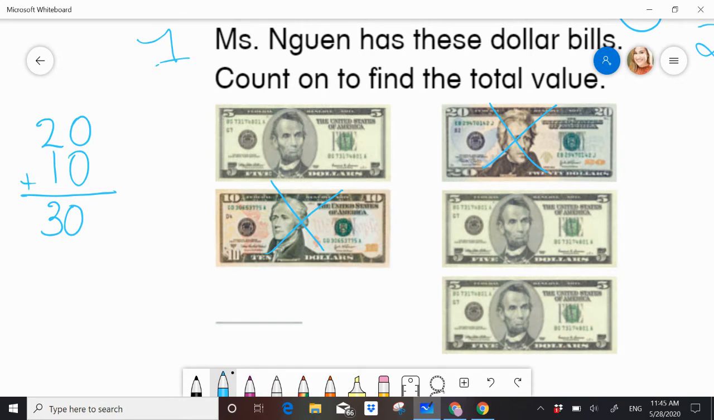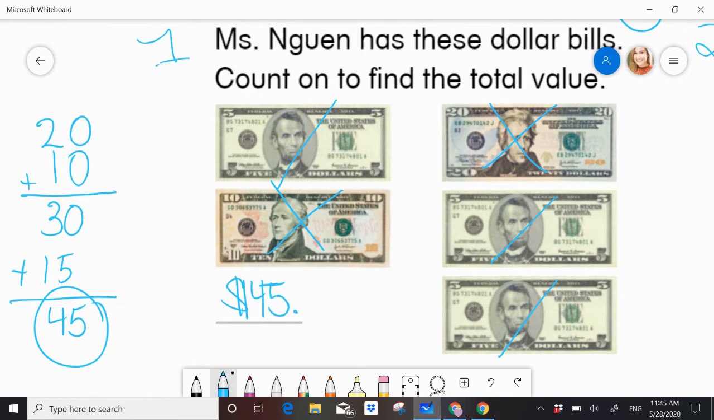Then I can add on 5, 10, 15. Or I can do plus 5, plus 5, plus 5. But I just grouped all the 5s together. Equals 45. This woman has $45.